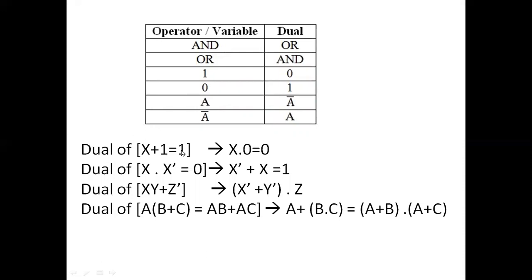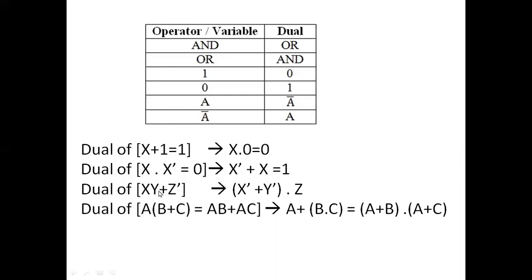Dual of x plus 1 is equal to 1. So dual for this is equal to x bar dot 0 is equal to 0, sorry, it is supposed to be x bar. Next, dual of x dot x bar is equal to 0. Dual for this is x complement, and this is replaced by OR, and the true form x is replaced by x. So x bar is replaced by x, which is equal to 1.